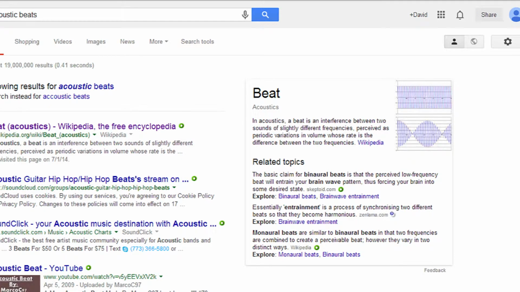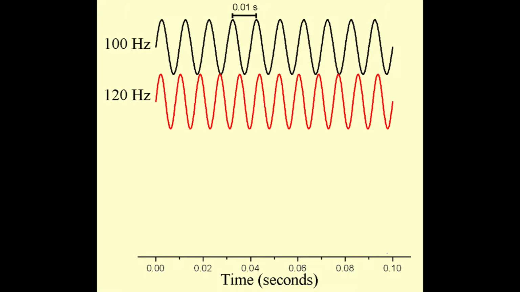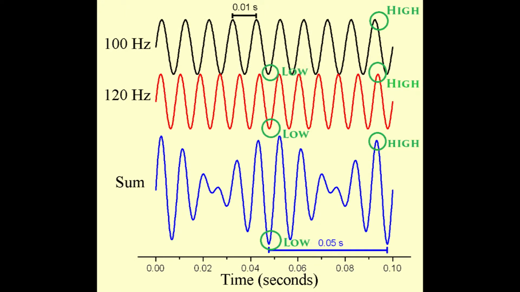In acoustics, a beat is an interference between two slightly different frequencies perceived as a periodic variation in volume, whose rate is the difference between that of the two frequencies. Simply put, a beat is formed when two sound waves of different frequencies combine, and because these waves combine to be higher and lower at different points, a steady beat is formed.